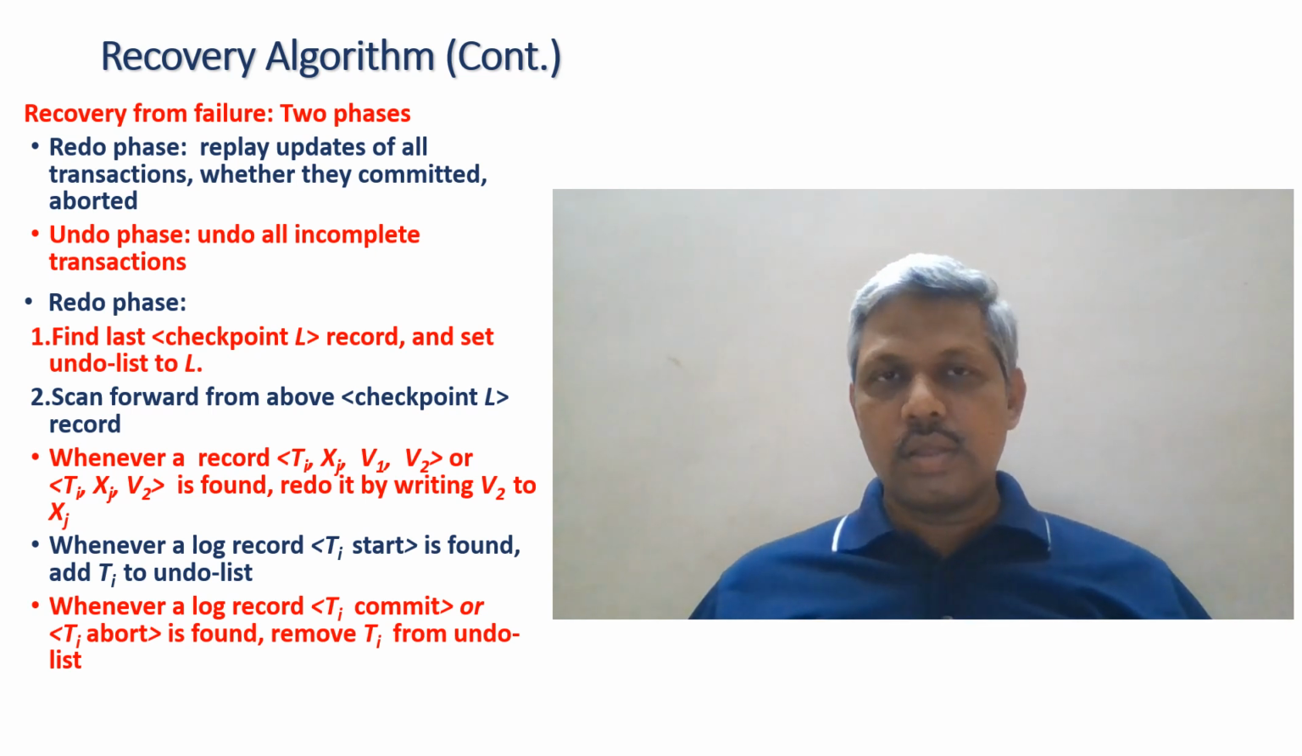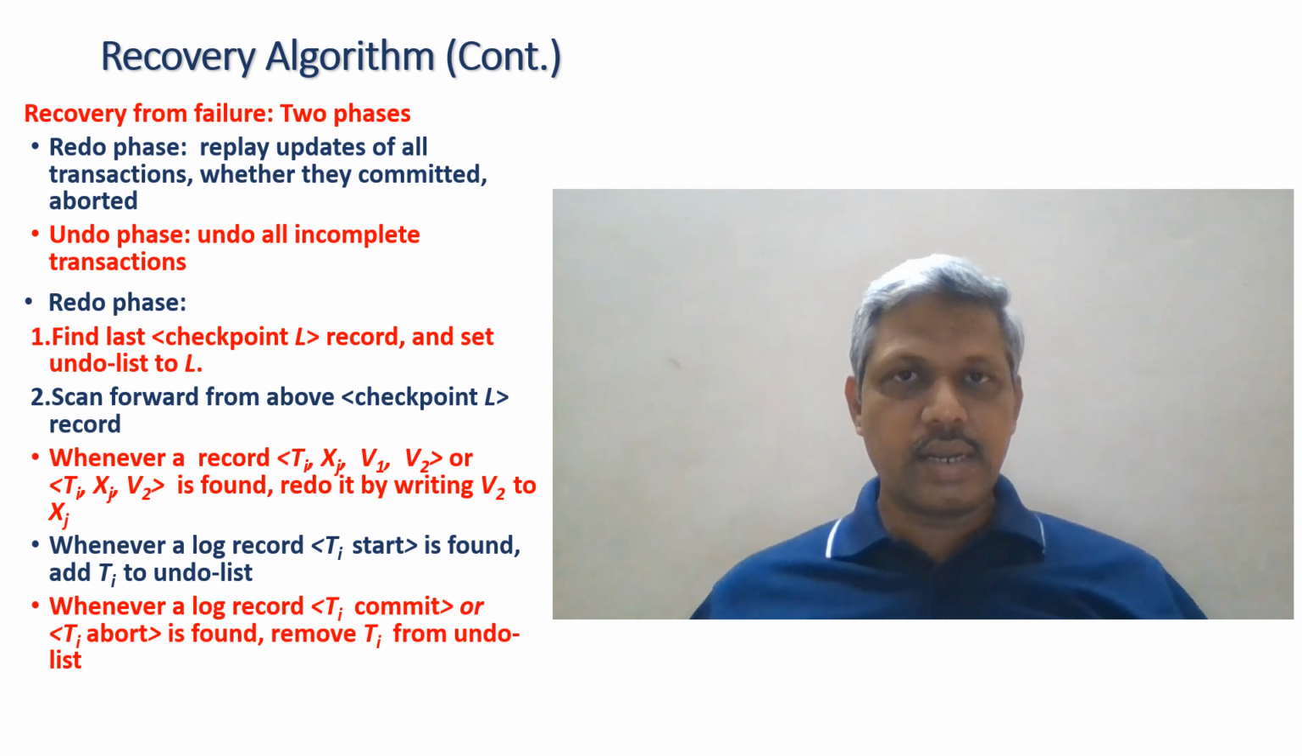In the redo phase, we'll start from the checkpoint log record and scan forward through all the log records. Whenever there is an update log record <TI, XJ, V1, V2>, just redo that action. That means V1 is updated to V2. Or if there is a compensation log record <TI, XJ, V1>, again just redo whatever actions are there. If a <TI start> log record is found, add this TI to the undo list. You create an undo list and add that TI to it.